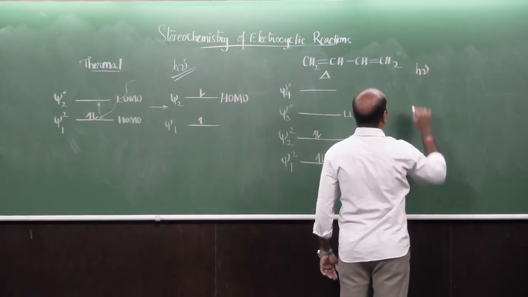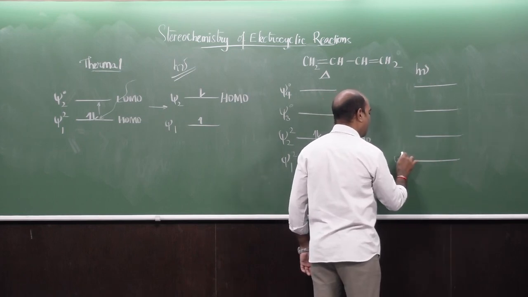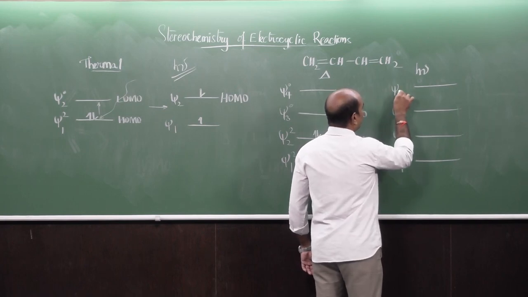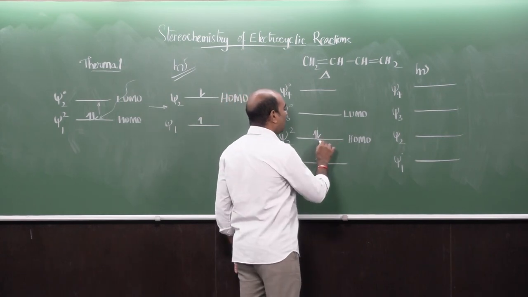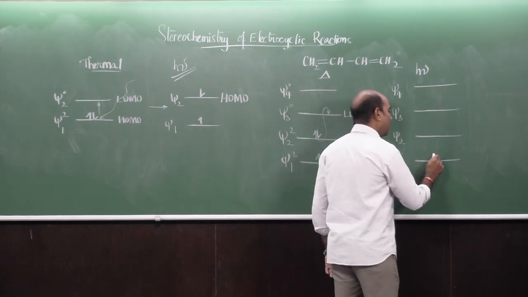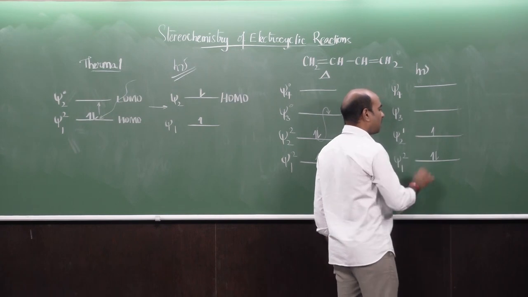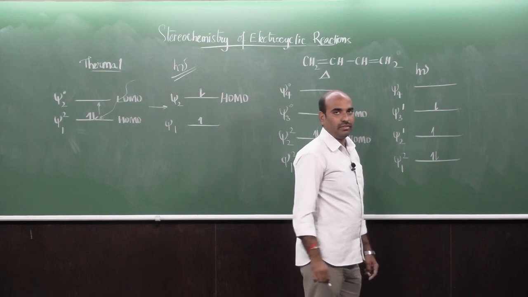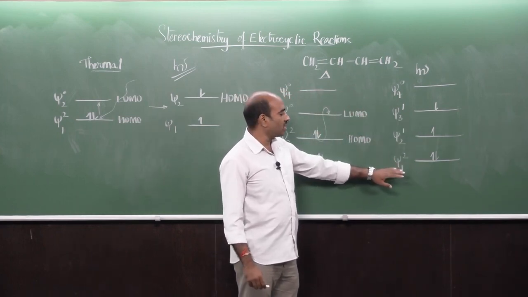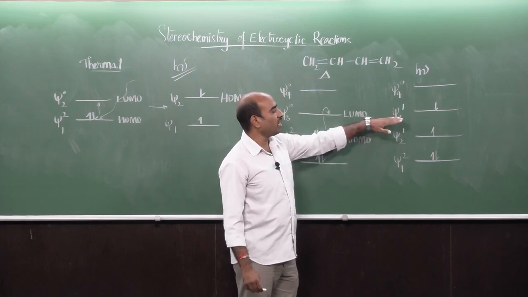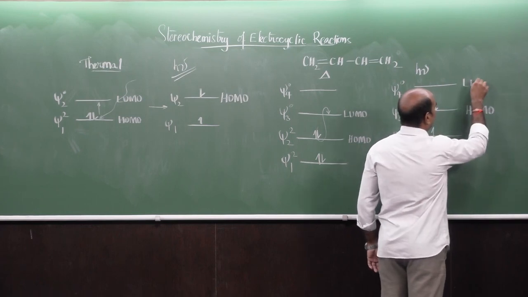If you go to photochemical conditions, what is happening here? You have these four molecular orbitals, psi 1, psi 2, psi 3 and psi 4. If you irradiate this with a specific light wavelength, one electron goes to the excited state. Then the electronic configuration will become like this: psi 1 will still have 2 electrons, psi 2 will have 1 electron, and psi 3 will also get 1 electron. Psi 4 is not having any electrons. Psi 1, psi 2 and psi 3 are occupied. Among the occupied orbitals, psi 3 has more energy, very good. So HOMO is psi 3 and LUMO is psi 4.